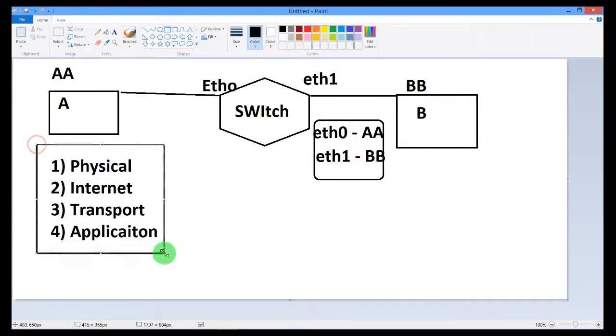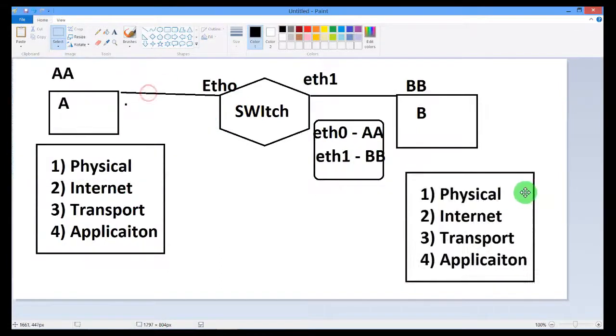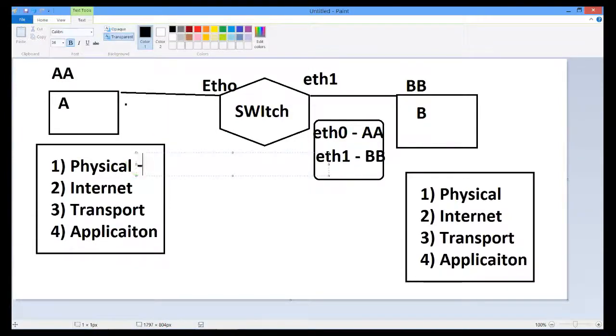The packet contains this information: layer 1, layer 2, layer 3, layer 4. Similarly, when machine B wants to communicate with machine A, machine B will create a similar packet with all 4 layers. In the physical layer, we have the MAC address. In layer 2, the IP address. Transport contains the port. Application contains data.